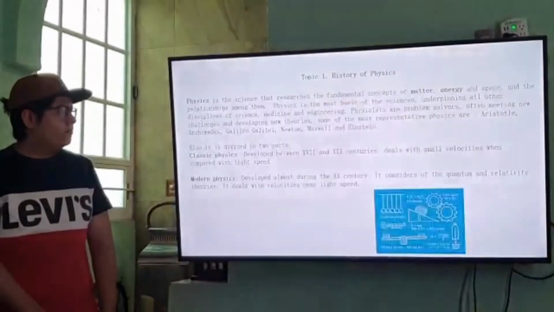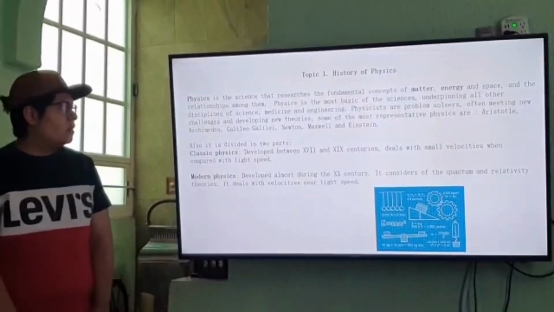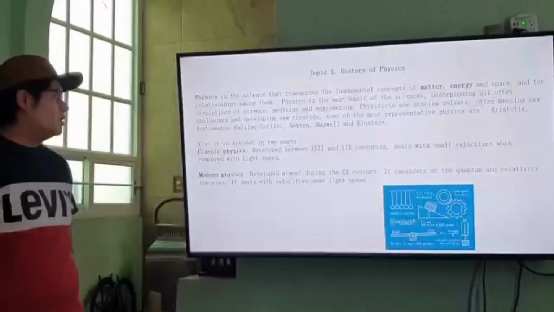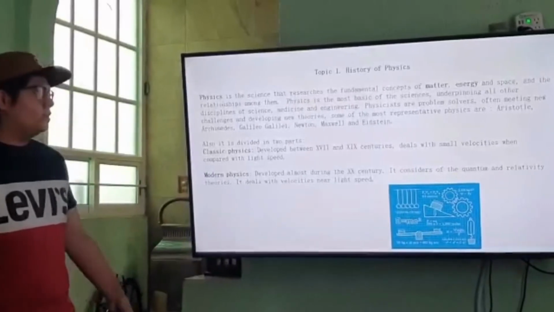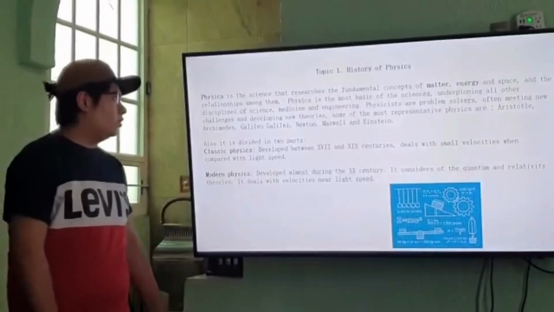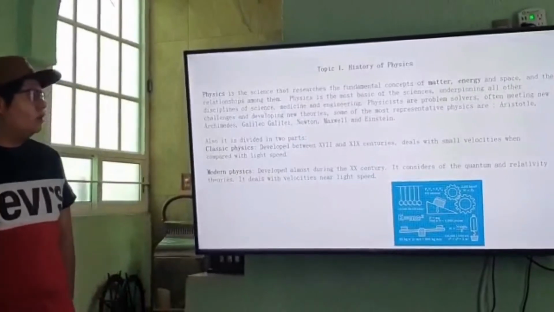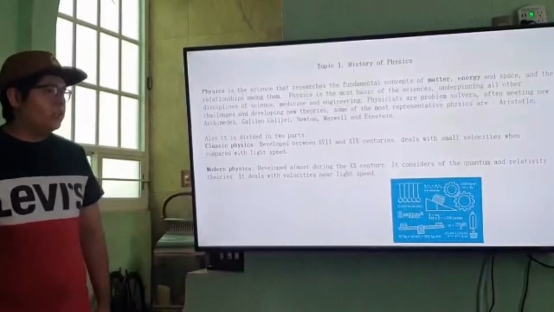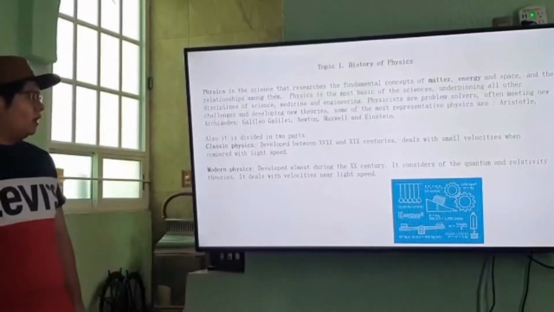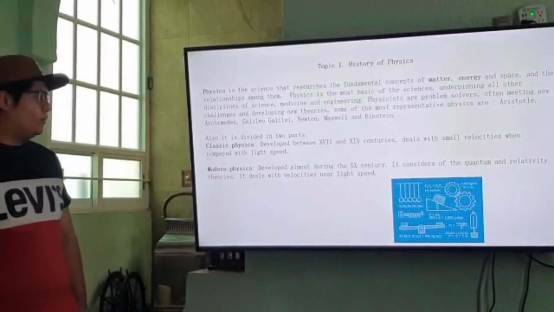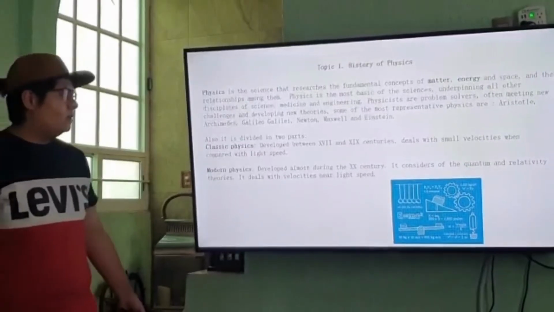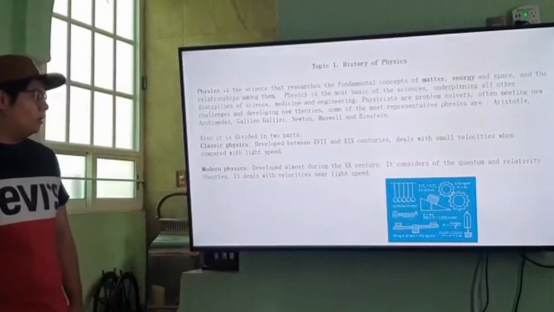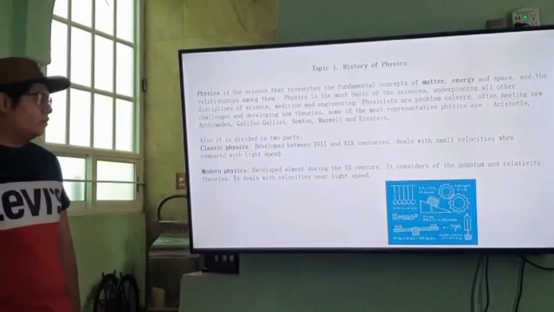So first, we have the history of physics. Physics is the research of fundamental concepts of matter, energy, and space. For this, the most representative physicists are Aristotle, Archimedes, Galileo Galilei, Newton, Maxwell, and Einstein. And it is divided into two parts: classic physics, which was developed between the 17th and the 19th centuries, and modern physics, which was developed almost in the 20th century.